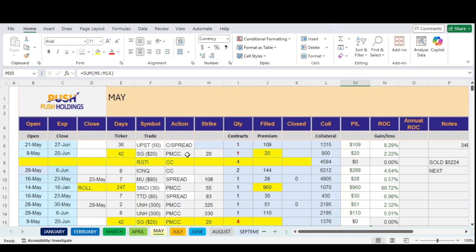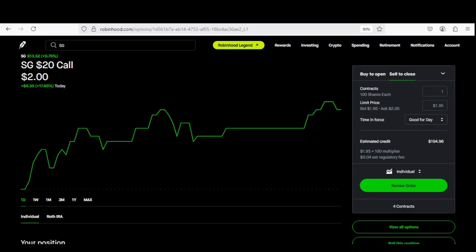Now, with Sweetgreen, I do mention this in some of my videos. I used to work for this company, so I know the inner workings of this company. That's why I decided to get into this stock. Before we continue with the rest of them, let's jump into Sweetgreen. As you can see here, I have one contract, but at the bottom, I have four contracts. There's a reason for that. Let's jump into Robinhood so I can show you.